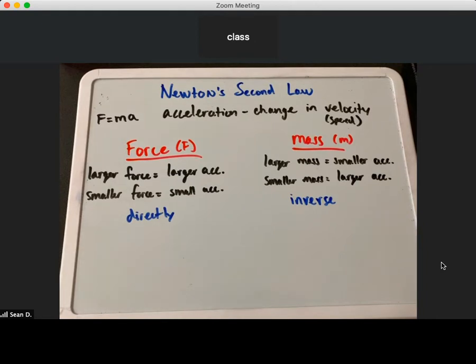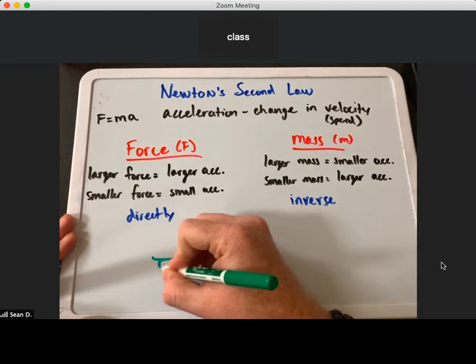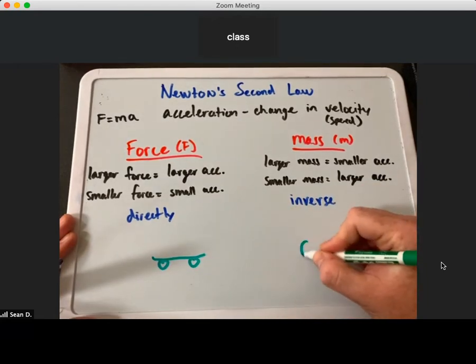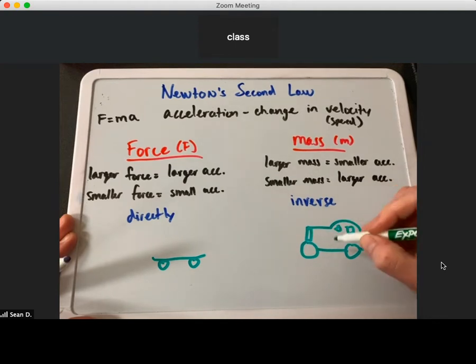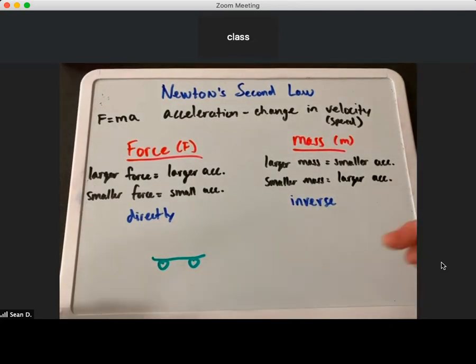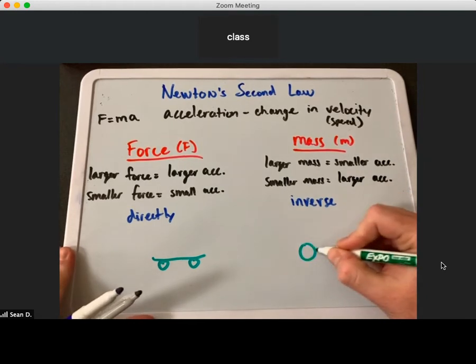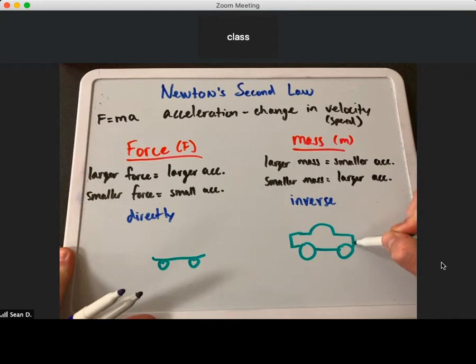Let's look at an example. So I've got a skateboard here, and I've got a car. If we were going to describe the acceleration of these objects, this is a car, I promise, we would want to look at both the force applied and the mass. Let me fix that car, make it a little bit more realistic. There we go, a little better.